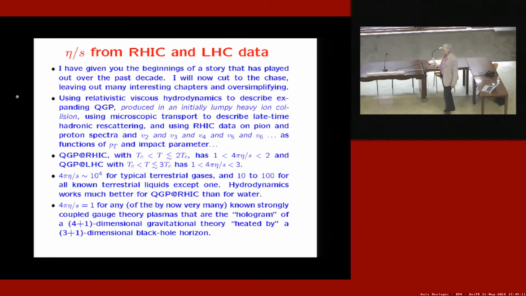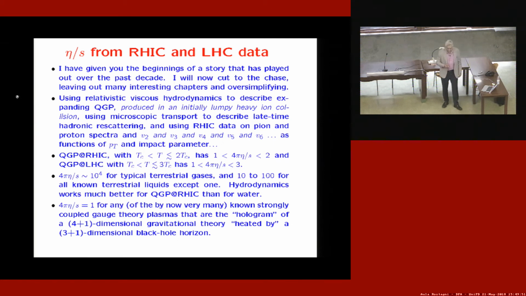Okay. So I've given you a very quick beginning of a story that has played out over the past 10 years, and I'm going to now cut to the chase. I'm going to leave out many interesting twists and turns in the road. The message is that we do hydrodynamic calculations starting from the initial state of a nucleus-nucleus collision, including the initial lumpiness of it, because lead nuclei are not smooth. They're made of protons and neutrons, so that lumpiness matters.